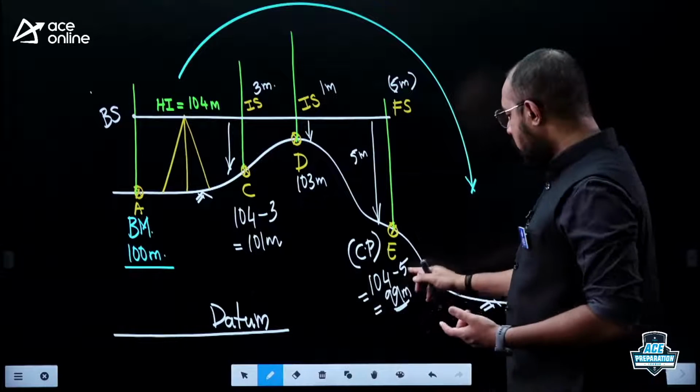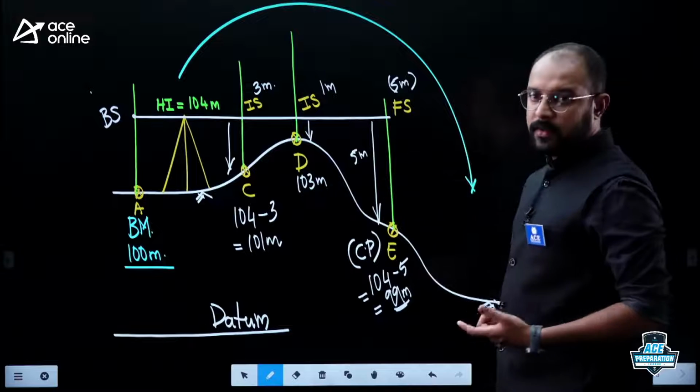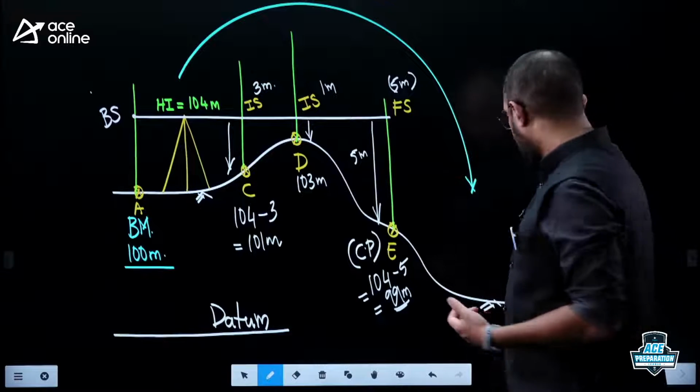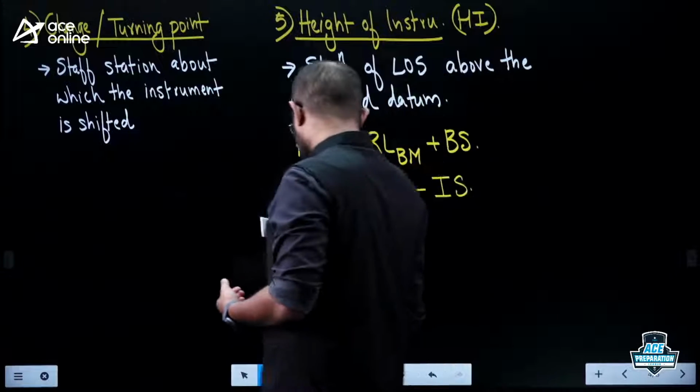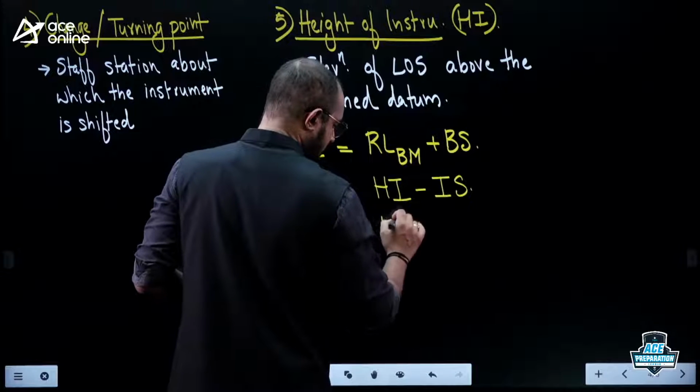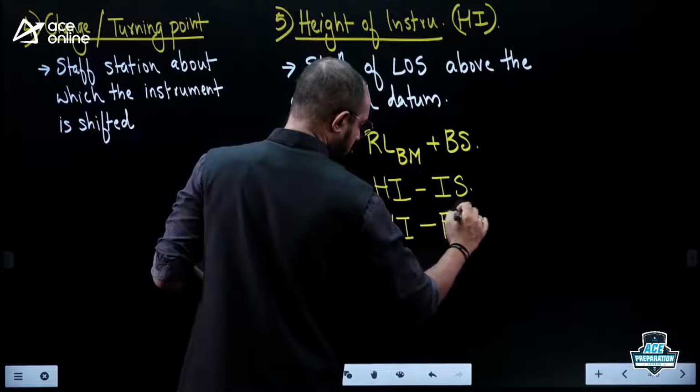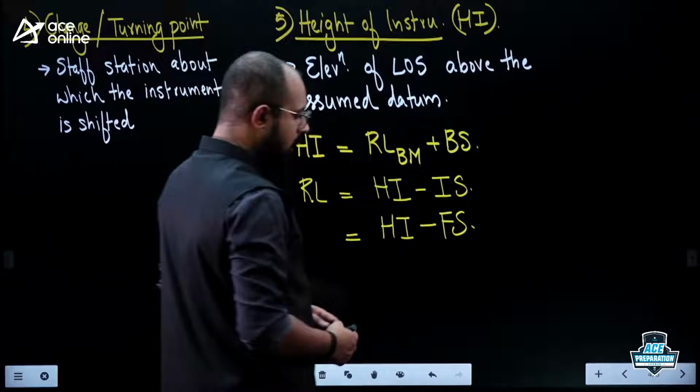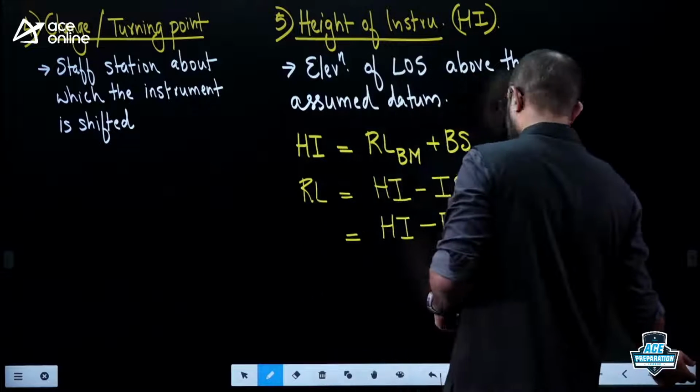104 is the height of the instrument. What is this minus 5? This minus 5 is what we call the Foresight. So now we get another relation to calculate the reduced level of a point. That is nothing but height of the instrument minus Foresight. That's it. That's how we calculate our parameters here.